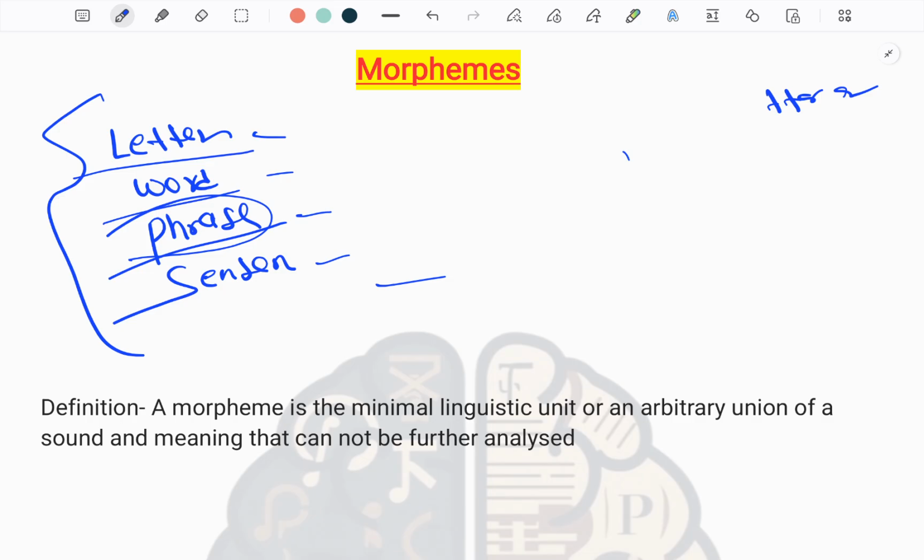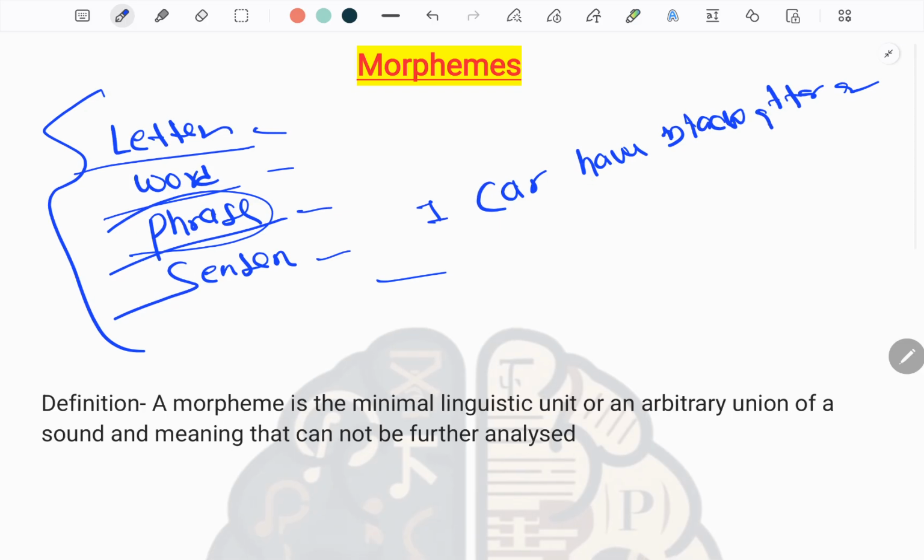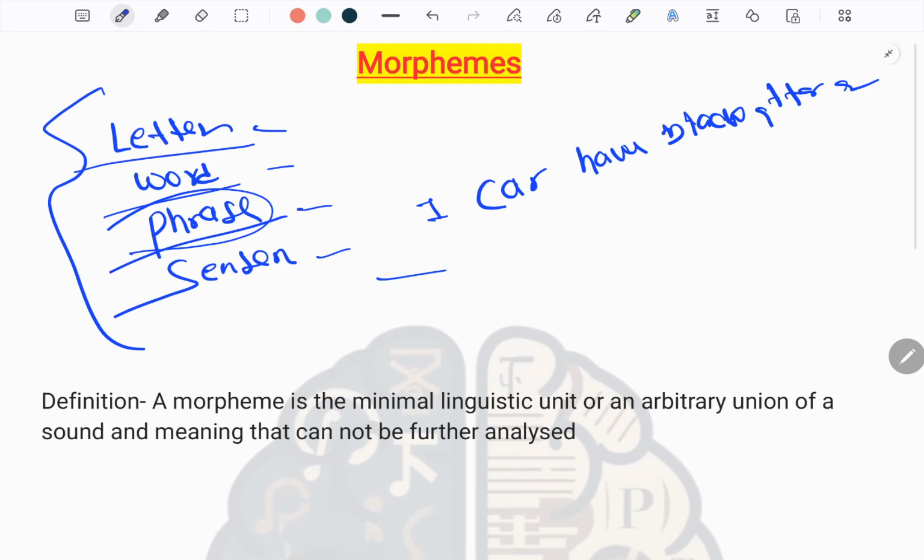Like if I write an example: I, car, have, black, a. Okay, I car have black eye. So these are the different words, and these words are combined with each other.